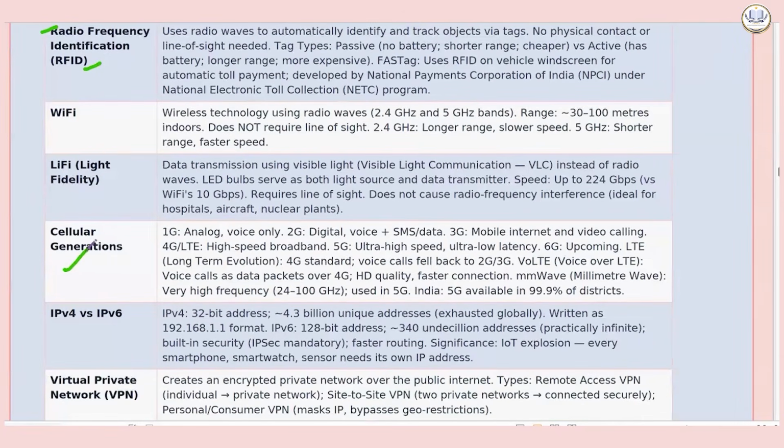Then we have cellular generations. 1G was analog and voice only. You must have used it, especially you millennials. In 2G, digital technology was used, so voice and SMS came. 3G brought mobile internet and video calling. 4G LTE, high-speed broadband. 5G, ultra high speed, and latency became ultra low. 6G is upcoming. In the 4G standard, voice calls fell back to 2G, 3G. VoLTE, voice over LTE: voice calls as data packets over 4G, with HD quality and faster connection. Millimeter waves, very high frequency, are used in 5G. India 5G is available in 99% of districts.